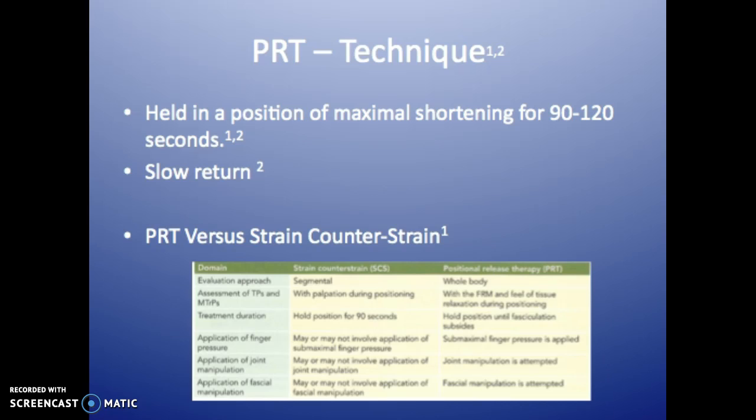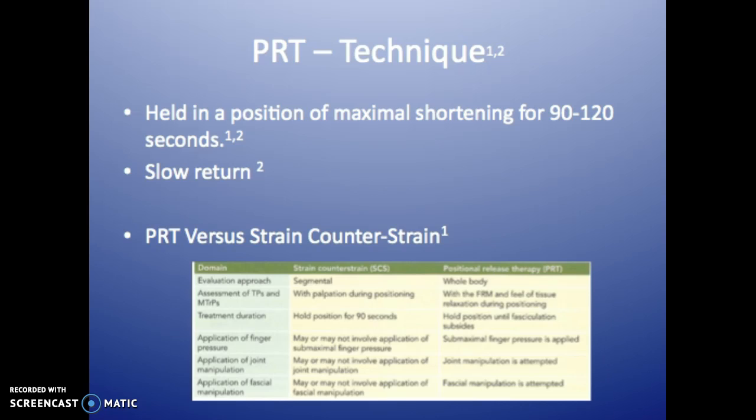So the technique itself is, what you're going to do is hold the muscle in a position of maximal shortening for 90 to 120 seconds. Again, if you're taking the hamstrings, you're going to have them in that hip extension and knee flexion for 90 to 120 seconds, and you're going to slowly return them back to a stretched position or back to neutral.